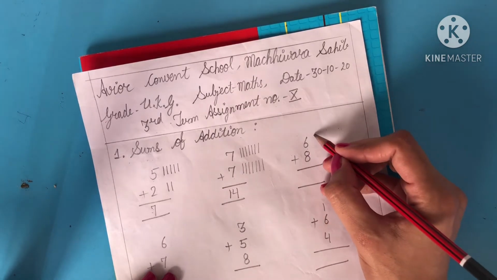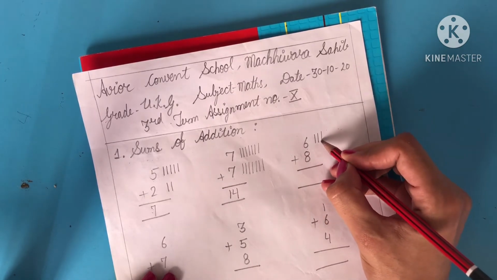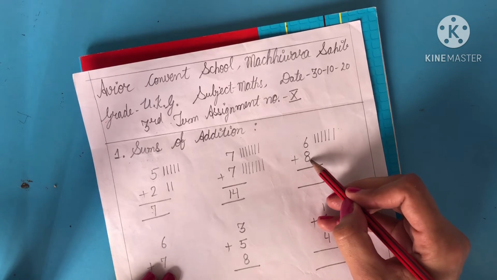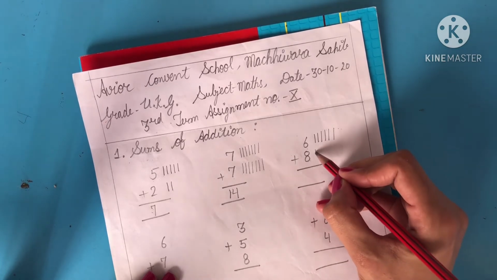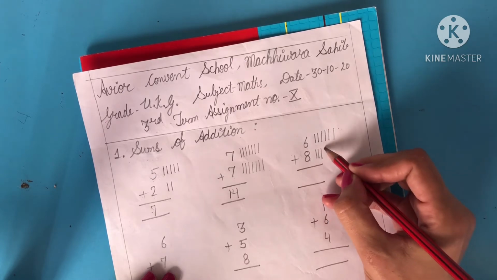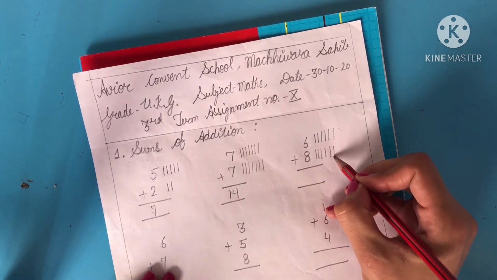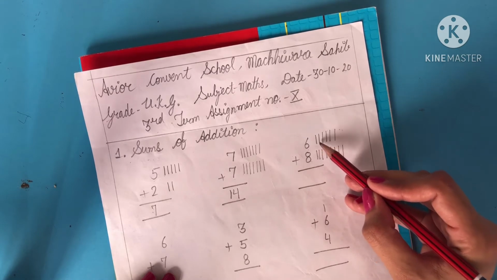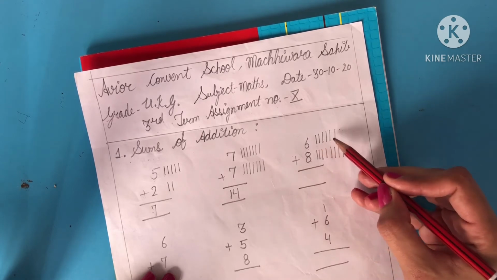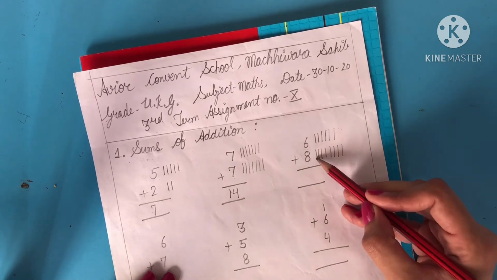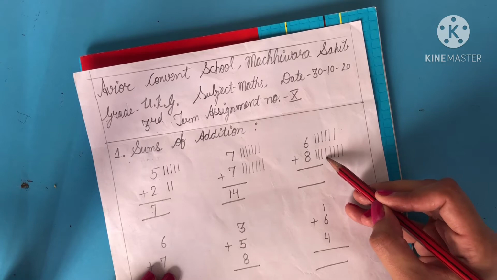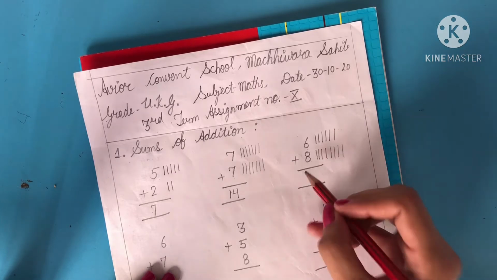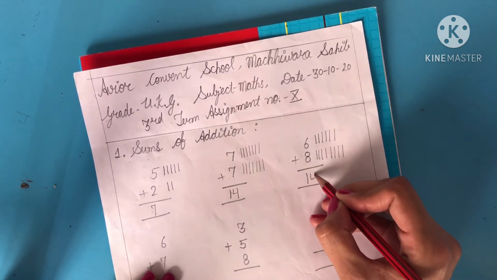Draw 6 lines. 1, 2, 3, 4, 5, 6. The next digit is 8. Draw 8 lines. 1, 2, 3, 4, 5, 6, 7, 8. Count all these lines again. 1, 2, 3, 4, 5, 6, 7, 8, 9, 10, 11, 12, 13, 14. How many lines? 14. Write 14 in the box.